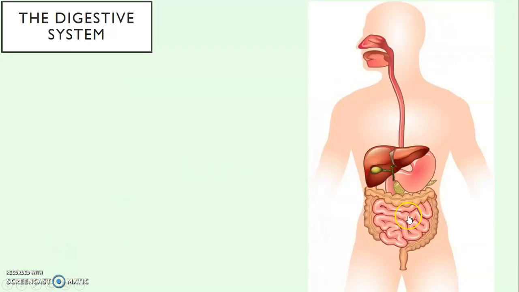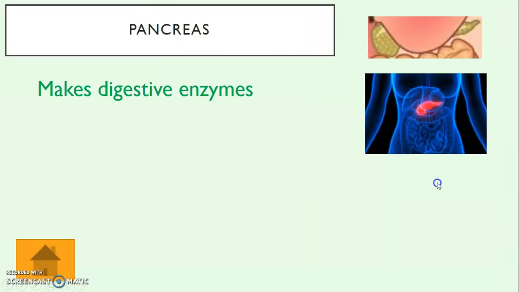The other one we need to know about is the pancreas, and this is this green thing here. So in this diagram, it is sat behind the stomach, but it sort of sits in it. It looks a little bit like a leaf or a feather, and you can see here that's its shape. So it's sitting behind the stomach. And what the pancreas does is it makes digestive enzymes.